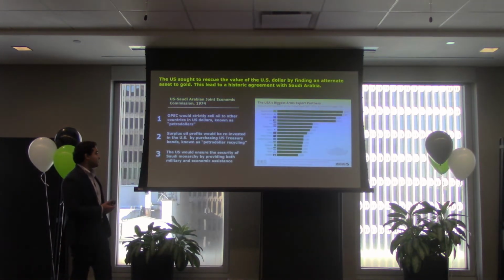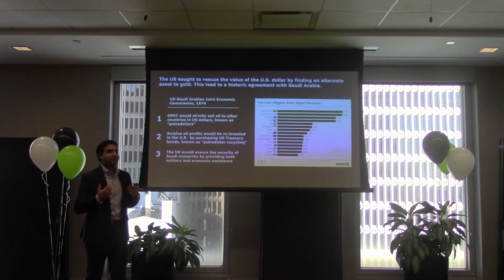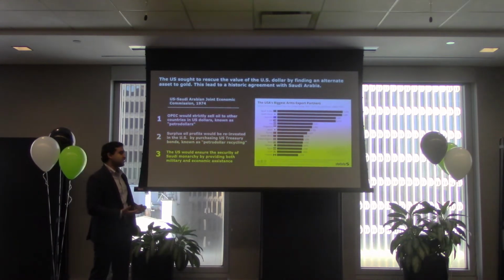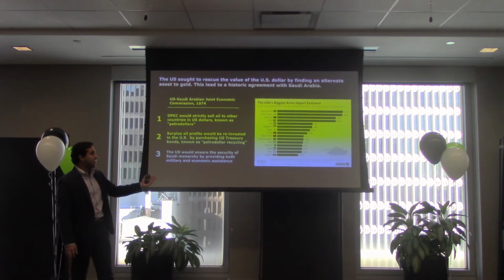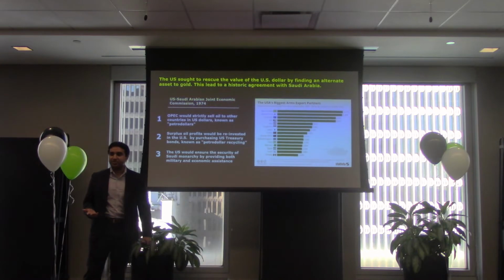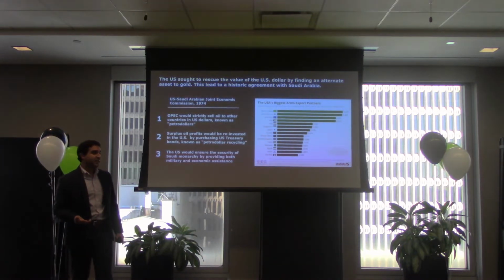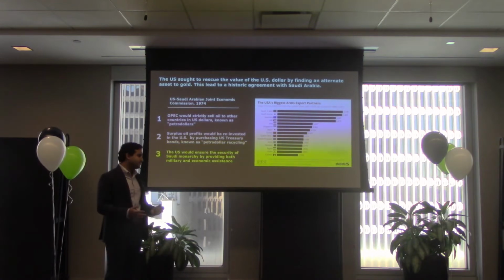The third part of the agreement is that the US would ensure the security of the Saudi monarchy by providing military and economic assistance heretofore. This graph from 2017 shows that Saudi Arabia to this day is the largest beneficiary of the US arms exports industry. And that is a testament to the security agreement we have made with them to keep them safe.